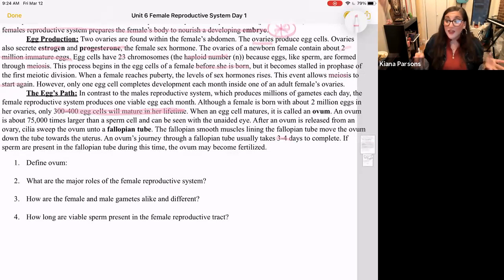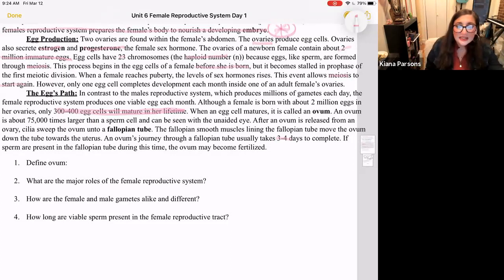But if that doesn't happen, then the egg is released along with the uterine lining in menstruation, which again, this is just the intro. We're going to talk about this a lot more specifically over the next few days, but start thinking about what you know about your own body, what you have heard about this before. Some of these things are probably clicking.